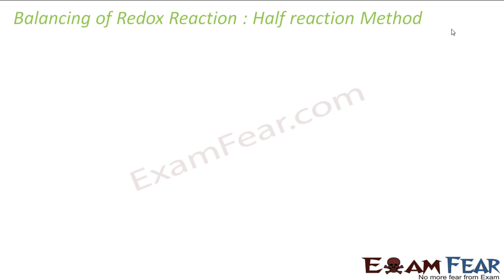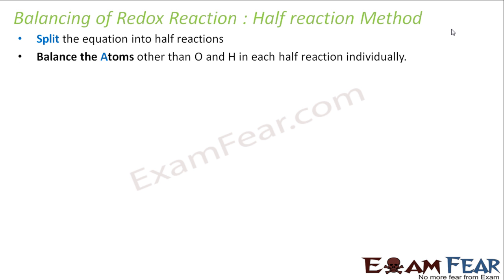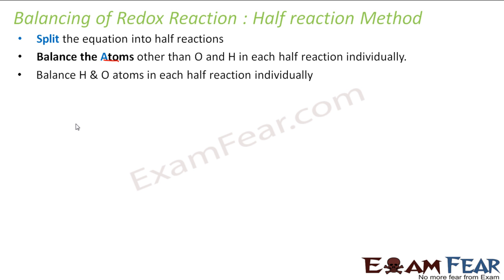So now we have seen that the method we have used, oxidation number balance, is pretty complex and lengthy. So let's try to understand a new method called the half reaction method. In this, the first step is to split the reaction into two halves, the oxidation half and the reduction half. Once you are done, you have to balance the atoms other than oxygen and hydrogen, and then balance oxygen and hydrogen also.